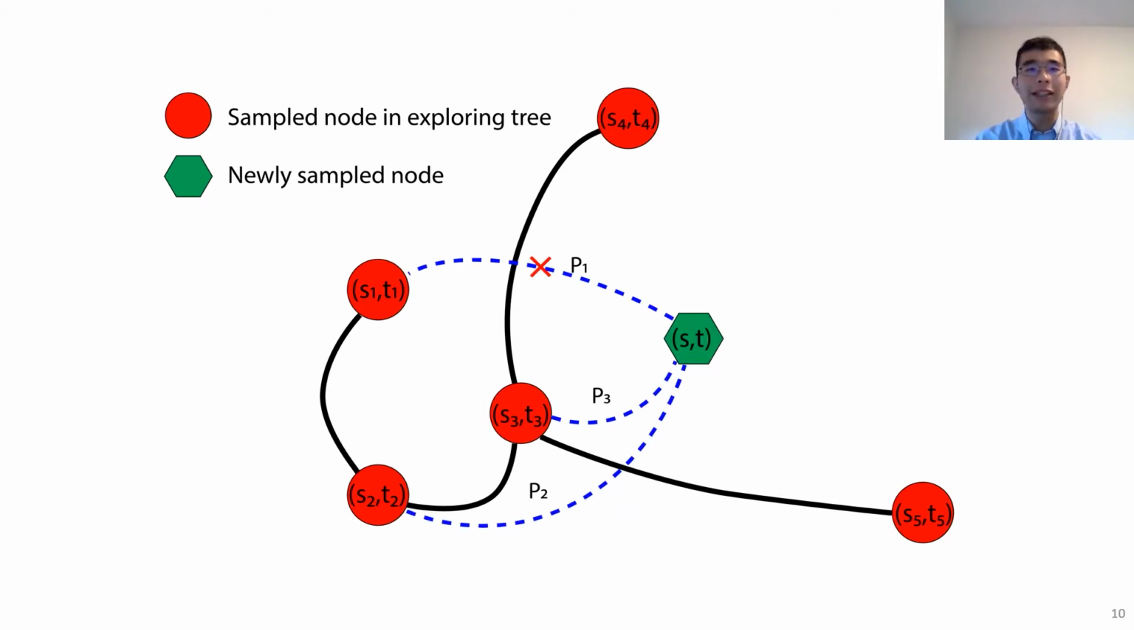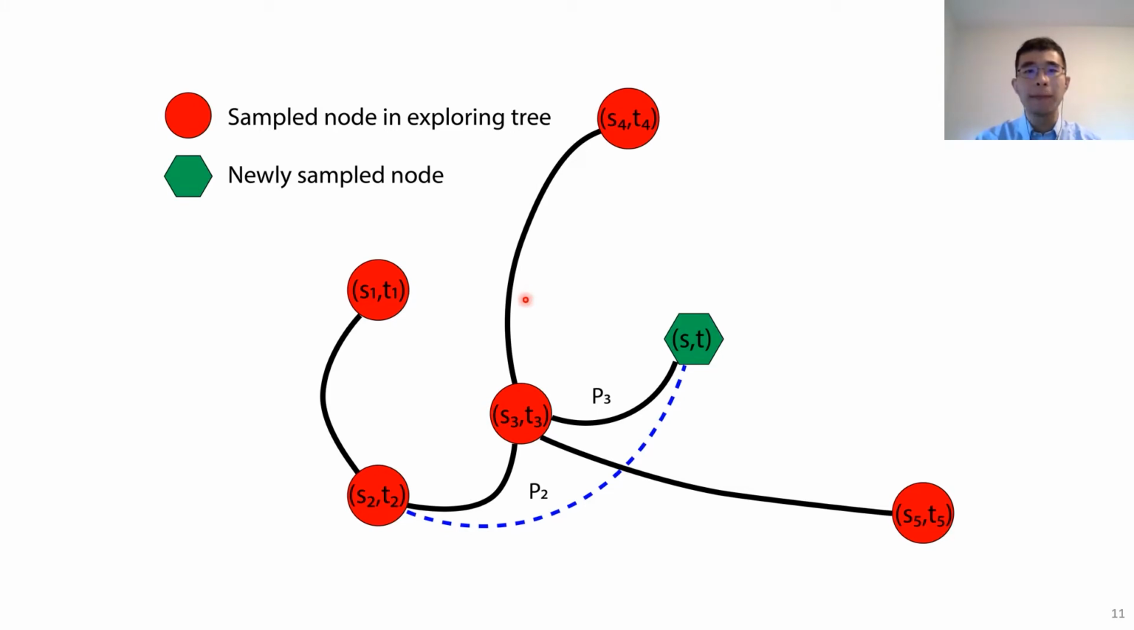Now, we connect the newly sampled node with nodes in the exploring tree, which has a prior timestamp. The connection is carried out with the motion primitive generator. Here we assume T1, T2, and T3 is smaller than T, and hence we only consider these connections. Then we check the input feasibility of the connection. For example, we assume that primitive 1 here is input infeasible, and we will discard it.